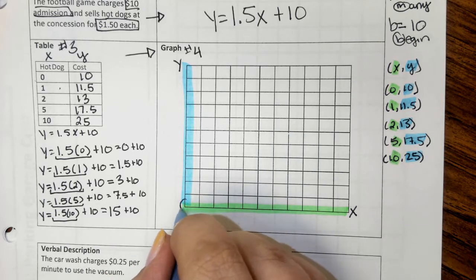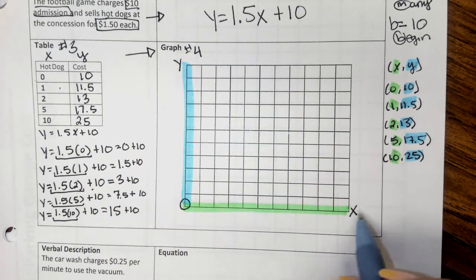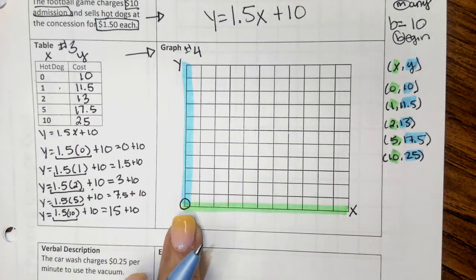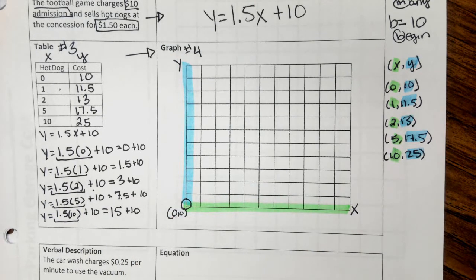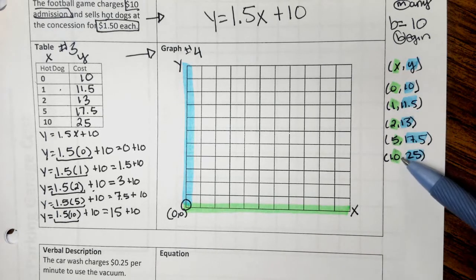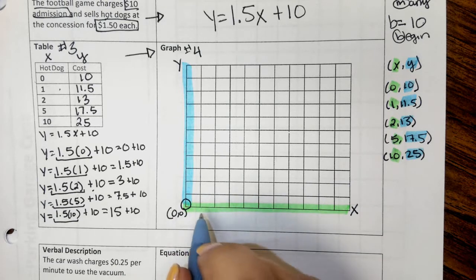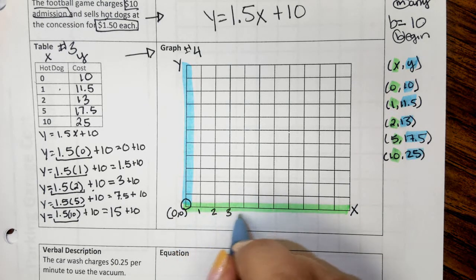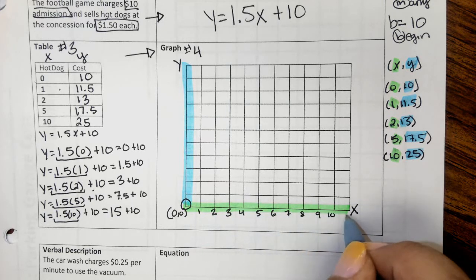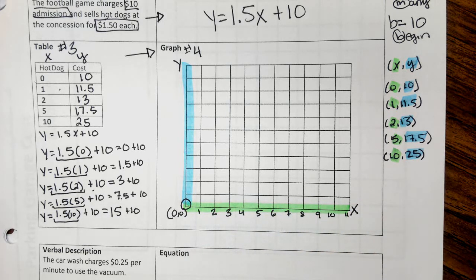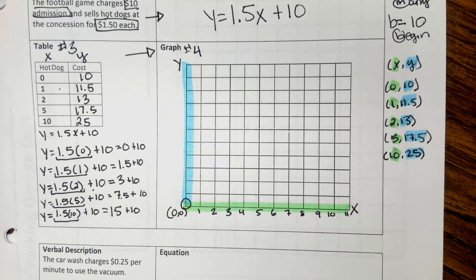Please, please, please remember that this is the origin. Where the x-axis and the y-axis meet is the origin. So this is 0, 0. Now, if my biggest number for x, the green axis, is 10, I think I can get away with counting by ones. 1, 2, 3, 4, 5, 6, 7, 8, 9, 10, and 11. I have at least 10 up here.